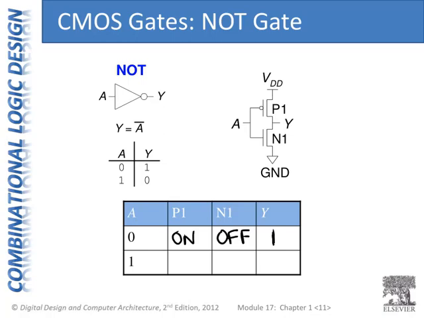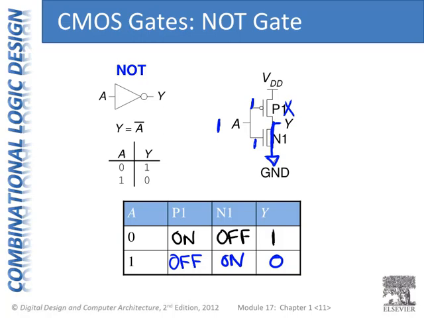When A is 1, our PMOS transistor has a 1 on its gate. And so we know that a PMOS turns off, or its other two terminals are not connected, when its gate is 1. So there's no connection between its two terminals. And we know that an NMOS transistor, if it has a 1 on its gate, it is on. Its other two terminals are connected. And so now we have a connection between Y and ground, and in fact Y is pulled down to 0.